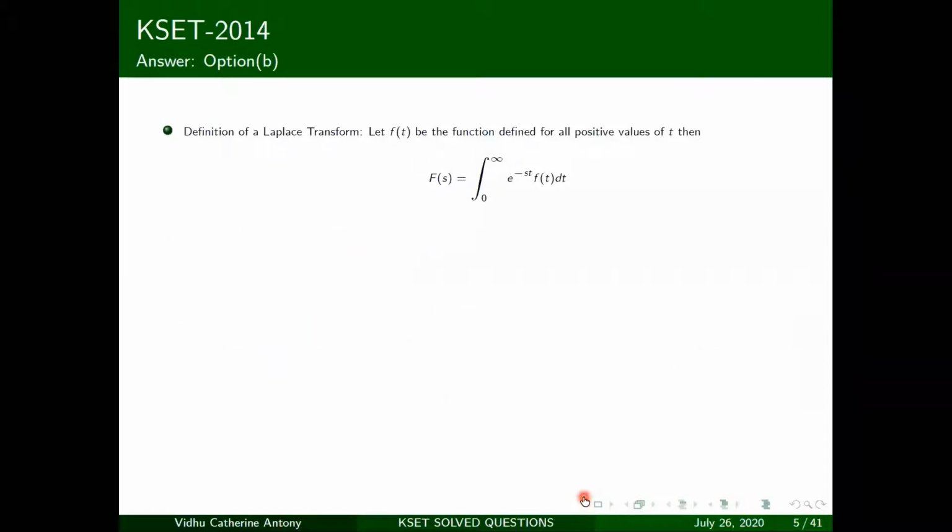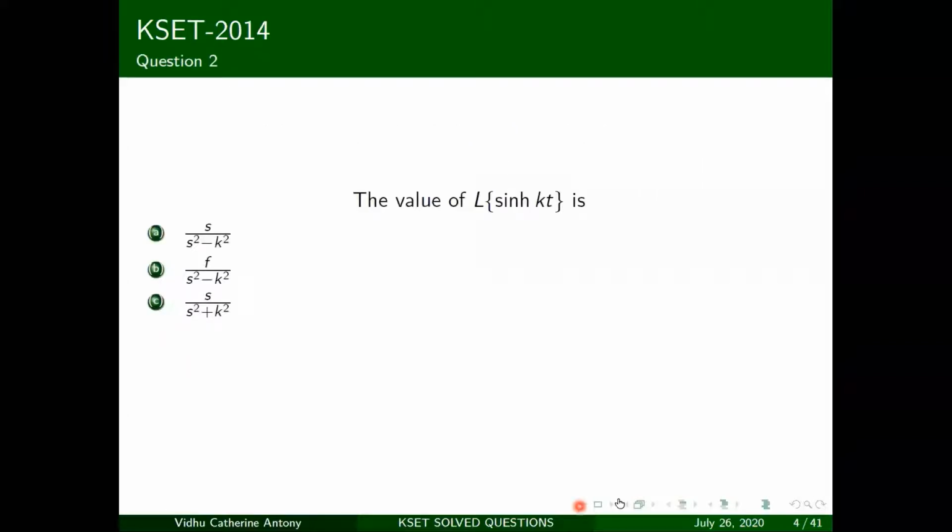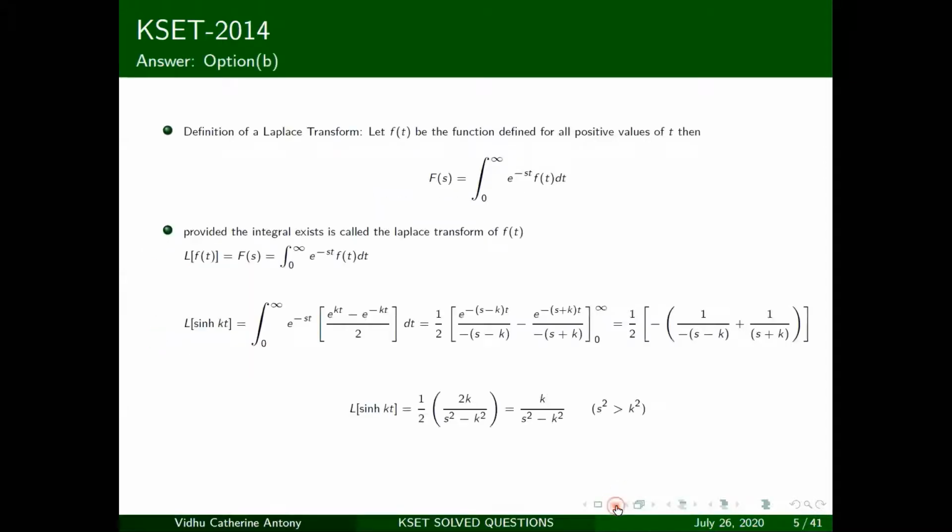So let's just look at our options now. You have option B. So that's k divided by, okay, I think I goofed this up. This is supposed to be k, not f. So this is supposed to be k. So you have k divided by s square minus k square.